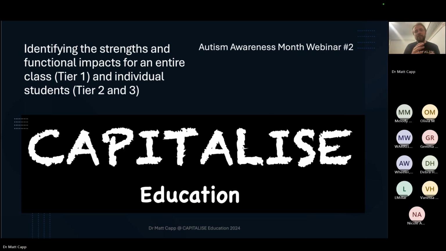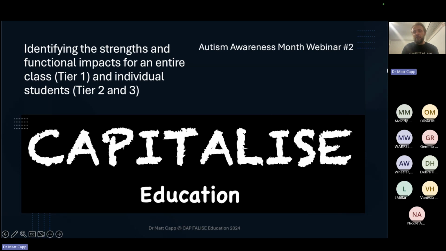Today, we're going to continue our move towards universal design for learning by looking at how we can identify the strengths and functional impacts for students, the whole class in that tier one in the response to intervention model or multi-tiered system of support, and how we can do it for individual students at those higher levels. We talk about strengths first because we have a strengths focus of how we can support students, and we use the term functional impact because that really connects to the nationally consistent collection of data for students with disability rather than barriers to learning, even though they're the same thing.